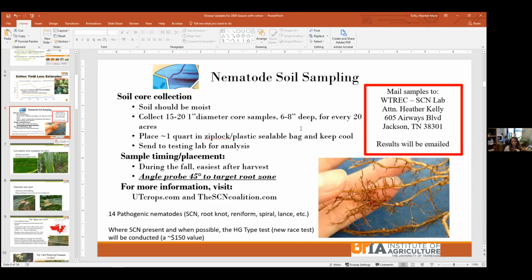Using a soil probe, push it down as far as it can go, which is usually 6 to 8 inches deep. And then place your soil sample in a sealable plastic bag and keep it cool, which just means don't throw it on the dashboard in the hot sun. If you've got a cooler, throw it in a cooler, put it in the fridge overnight before you then send it off for testing. And really the best time to sample is the fall.